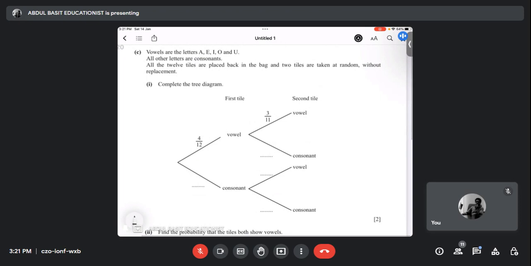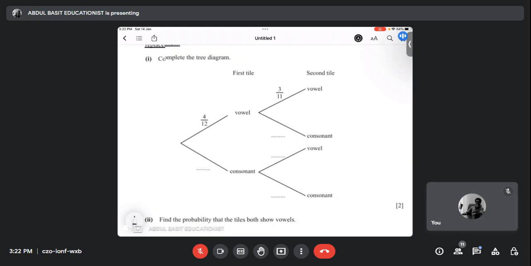Please pay attention. Vowels are the letters A, E, I, O, U. It means that vowels are those letters in English alphabets which make sounds. Okay. All the other letters are consonants. ठीक है. A, E, I, O, U के अलावा जितने भी letters होते हैं वो तमाम के तमाम consonant हैं. All the 12 tiles are placed back in the bag and 2 tiles are taken at random without replacement. Without replacement का मतलब बताया था कि जब आप एक टाइल निकालोगे तो दोबारा जब निकालोगे तो वो टाइल तो बैग में नहीं है तो टोटल रिड्यूस हो जाएगा.